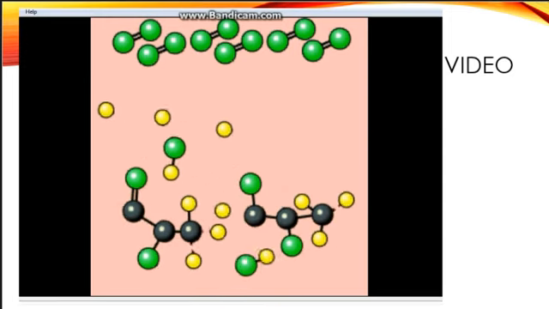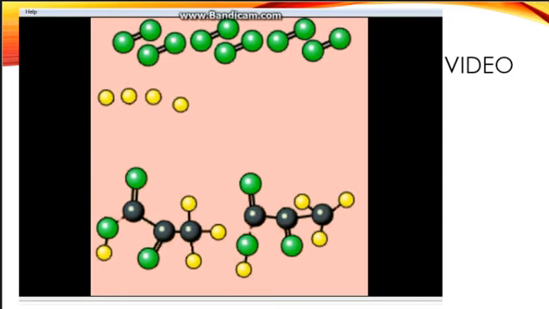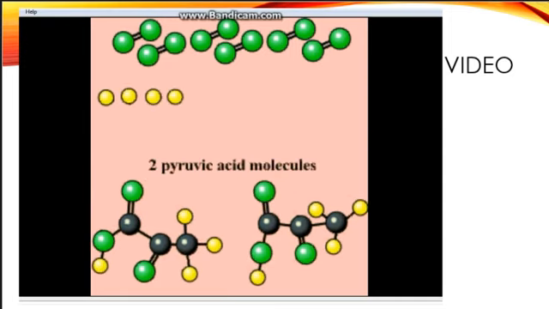from the molecule. In the end, this results in 2 new molecules called pyruvic acid molecules, 4 individual hydrogen atoms, and some energy. Notice that nothing happened to the oxygen molecules at the top. That's because this step is anaerobic, which means it doesn't need oxygen. All right, let's move on to the next step of the process.